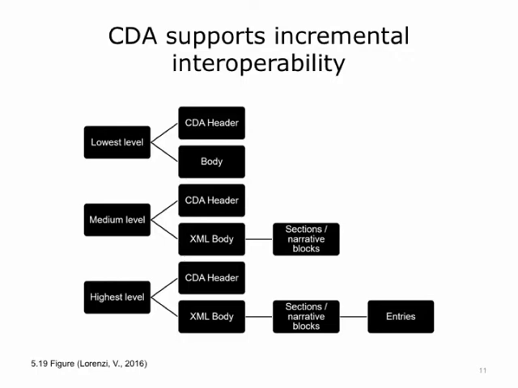The whole purpose of the narrative blocks is to ensure that whoever receives the document can display it as a human-readable document. All they need is a web browser and the CDA XML style sheet. While these two levels help organize and share documents, they do not allow the receiver to process the documents electronically. That is done at the highest level of interoperability.